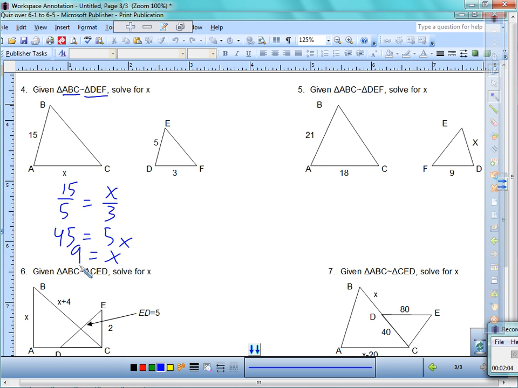Question number 5, 21 over x is equal to 18 over 9. And we cross multiply. 18x is equal to 21 times 9, and that is 189. And then x is equal to 10.5.